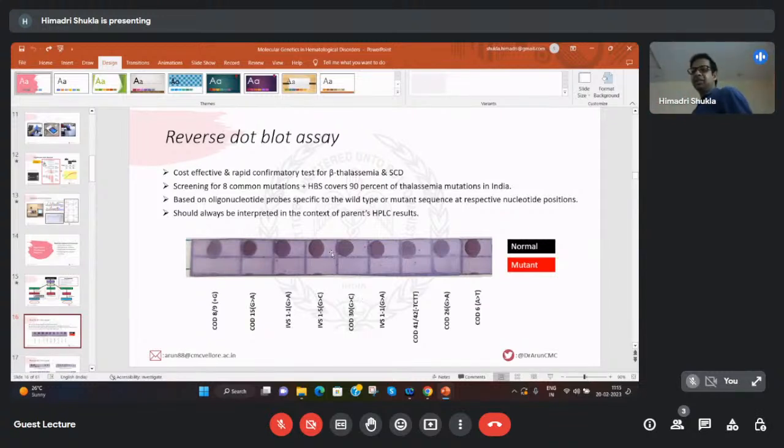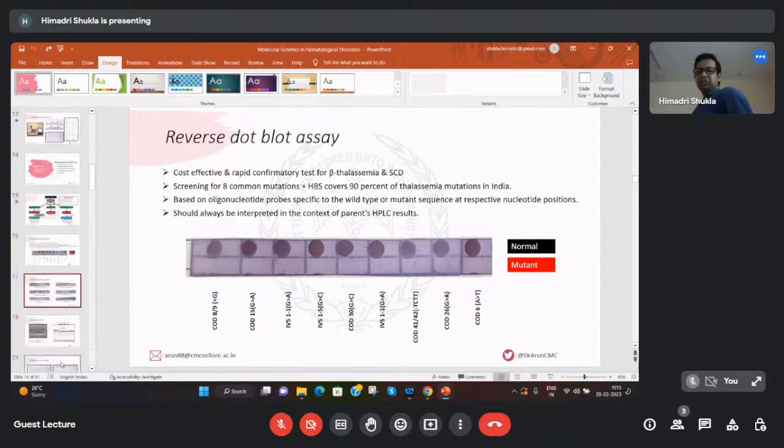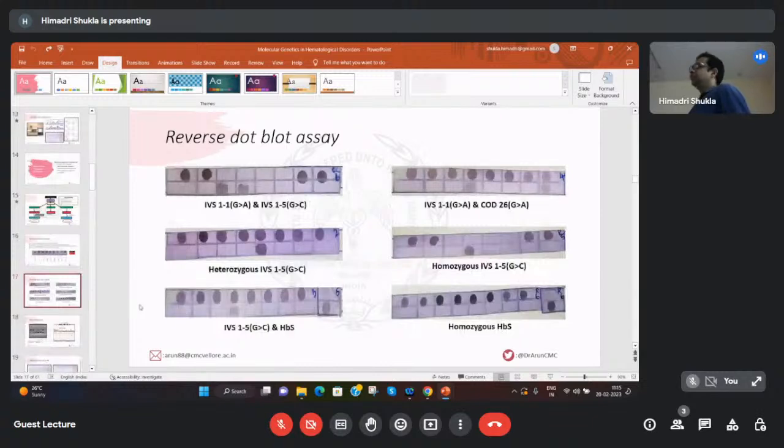I'm not going into the technique, but the basic concept is it helps you to identify whether it's a normal sequence at a particular position. So these are the common mutations in our population. It will tell you whether at that point it is normal or there is that particular mutation. So this is one easier or rather cheaper way of identifying the mutation. So here are some examples. Here you can see this patient has one dot in the normal also, one dot in the mutation also. So that means in one allele it is normal, in one allele it is mutated. So this is what we call a heterozygous mutation.